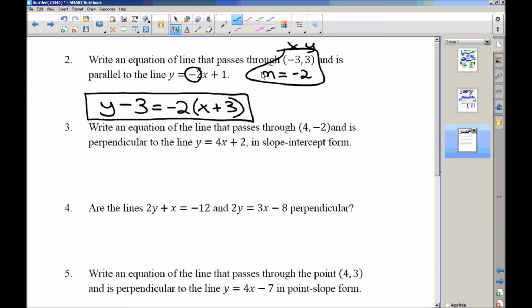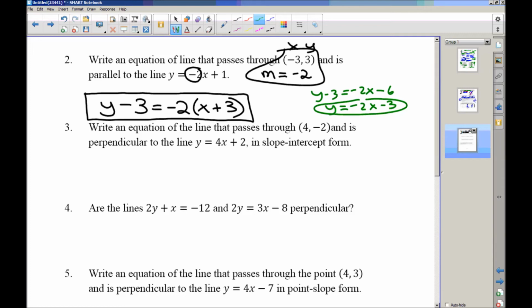A lot of times, though, if you look in a book, they're always going to give you the slope-intercept form, so they might have solved for y. So they might have done y minus 3 equals negative 2x minus 6, and then added 3 to both sides. Now, I don't care which form you use. Use the one that's easiest, is my suggestion to you.